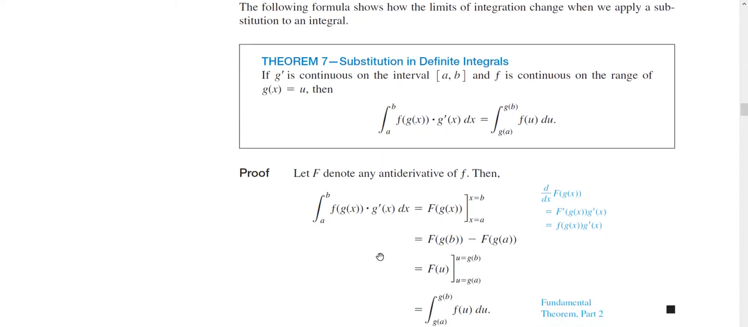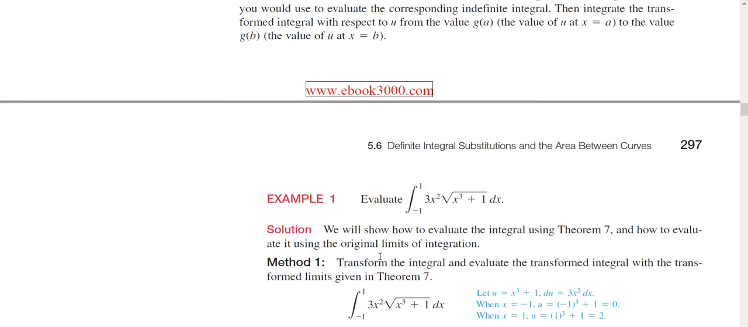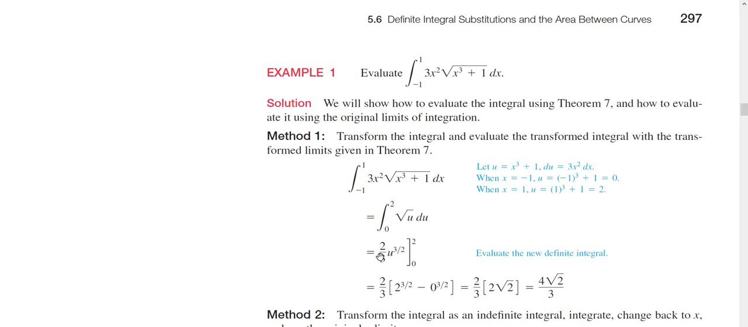You can prove this yourself. The steps of proof are easy. So let's start with an example to understand this technique. So first example, evaluate the integral from -1 to 1 of 3x squared times the square root of x cubed plus 1. Now here limits for x are -1 and 1.